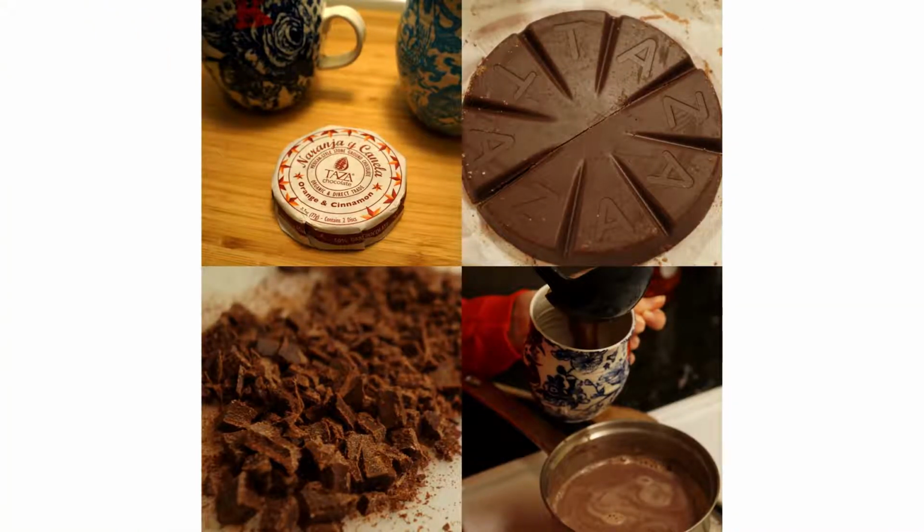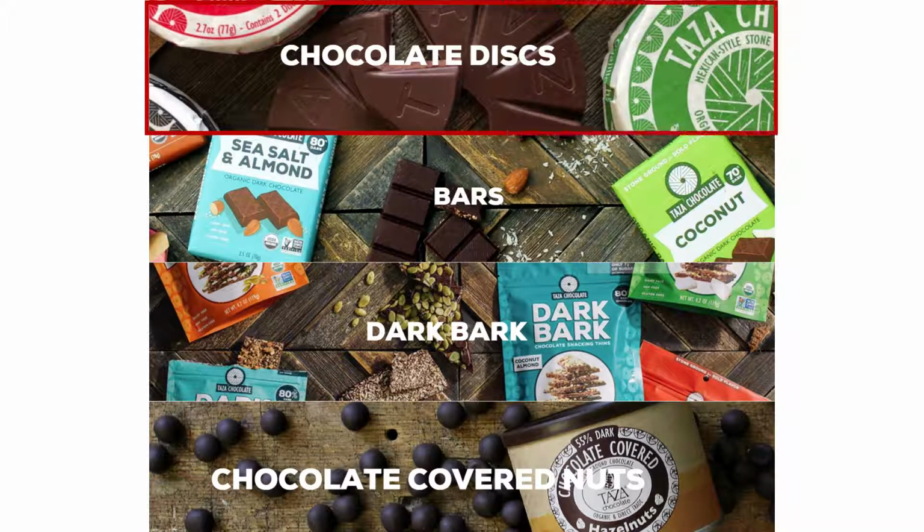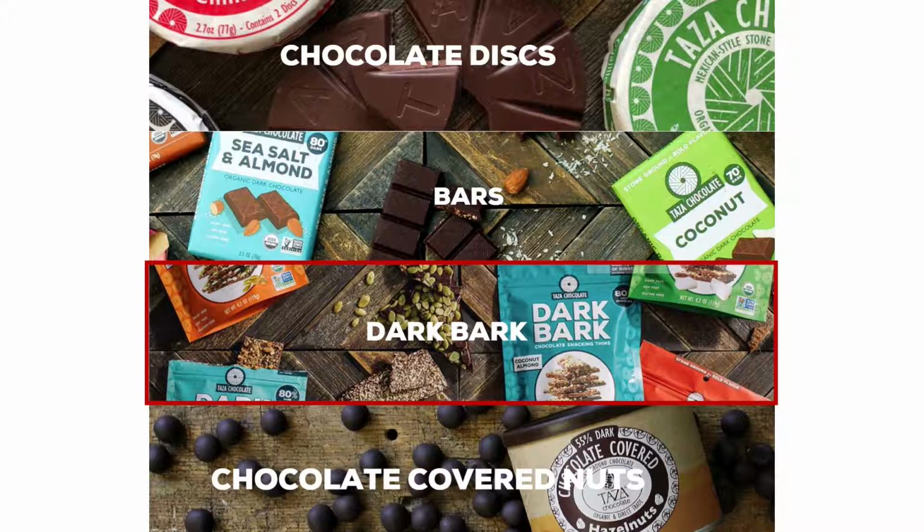This is a real company called Taza. The size of the target market, the type of product the company sells, the needs of the company and the needs of the target market affect the type of distribution system the company uses. In this case, Taza uses a hybrid marketing distribution system. Taza sells unrefined, minimally processed chocolate with bold flavor and texture. They sell chocolate bars, chocolate-covered nuts, chocolate discs, and varieties of chocolate bark.